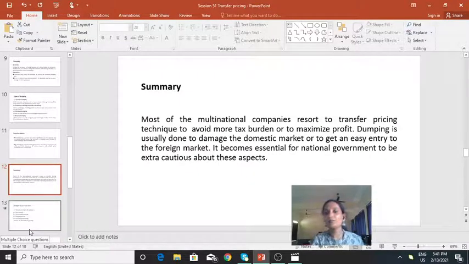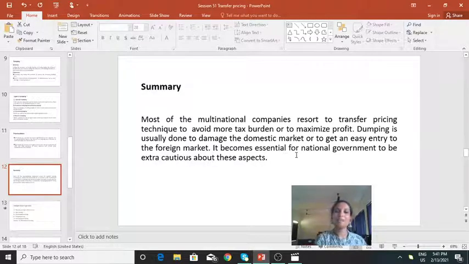In conclusion, we can say that most multinational companies resort to the transfer pricing technique to avoid more tax burden or to maximize profit. Dumping is usually done to cause damage to the domestic market, or to get an easy entry into the foreign market. So it becomes essential for national governments to be extra cautious about these aspects.